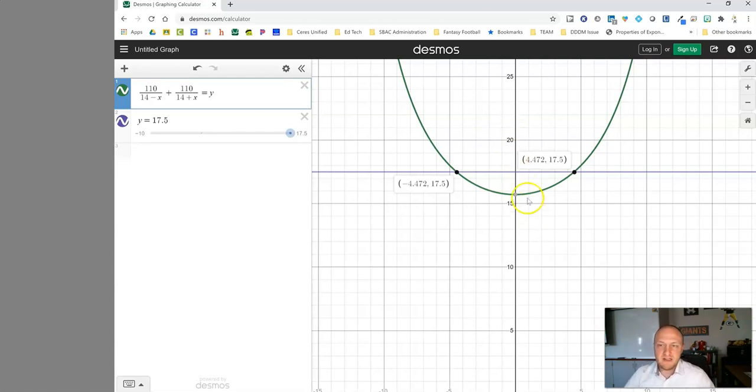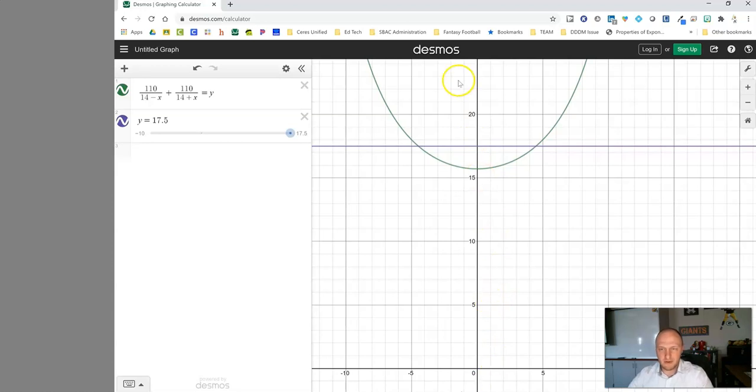So my point here is that this answer of negative 4.472 doesn't make sense contextually because speed can't be negative. So we're only going to take the positive solution here, 4.472, which if they want it rounded to the nearest tenth would be 4.5.